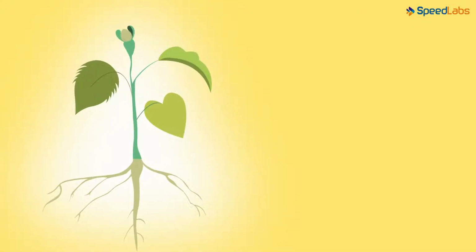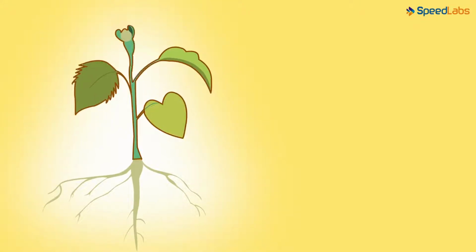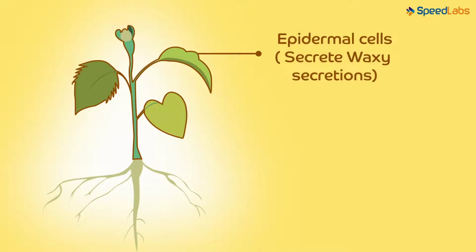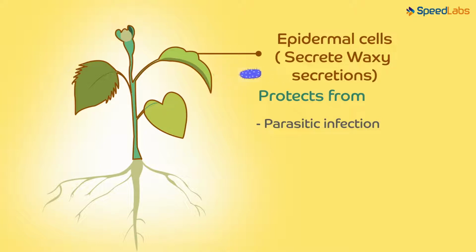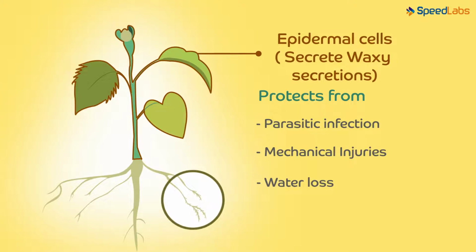On the other hand, in terrestrial plants, usually the aerial parts have epidermal cells specialized in waxy secretions, and it helps in numerous ways, like preventing parasitic infection, protection against mechanical injuries, and even loss of excessive water during high temperatures. In addition to this, when we observe the roots of plants, we find tiny, numerous hair-like structures. These are also the modifications of the epidermal cells, which help in increasing the surface area of absorption.